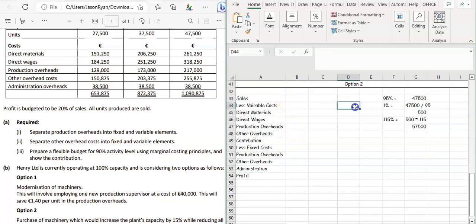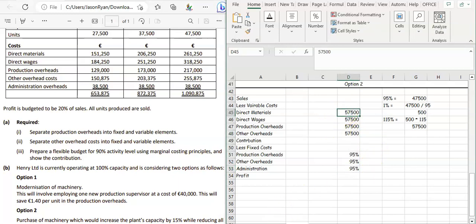So our calculations then, we're going to be producing 57,500 for direct materials, the same then for our direct wages, 57,500, 57,500 for production overheads, and 57,500 for other overheads. Your production overheads, other overheads, and administration for our fixed costs are going to be at 95%. Okay, so let's go find these figures to calculate.